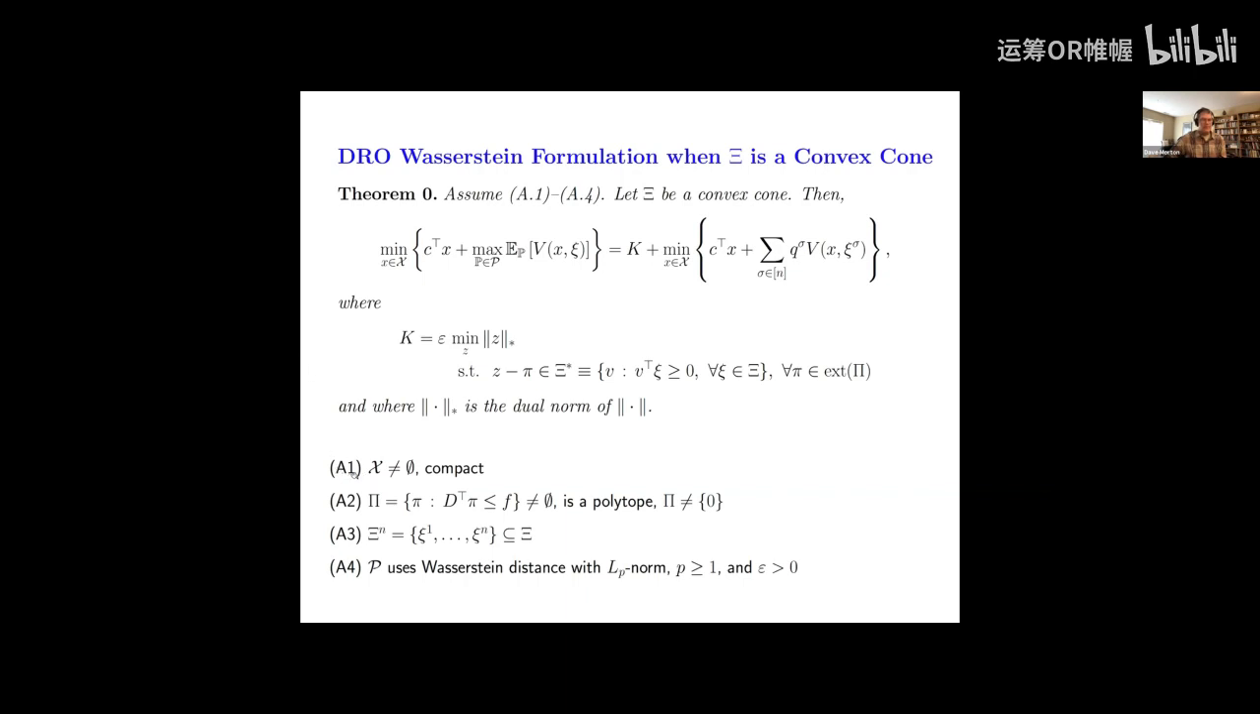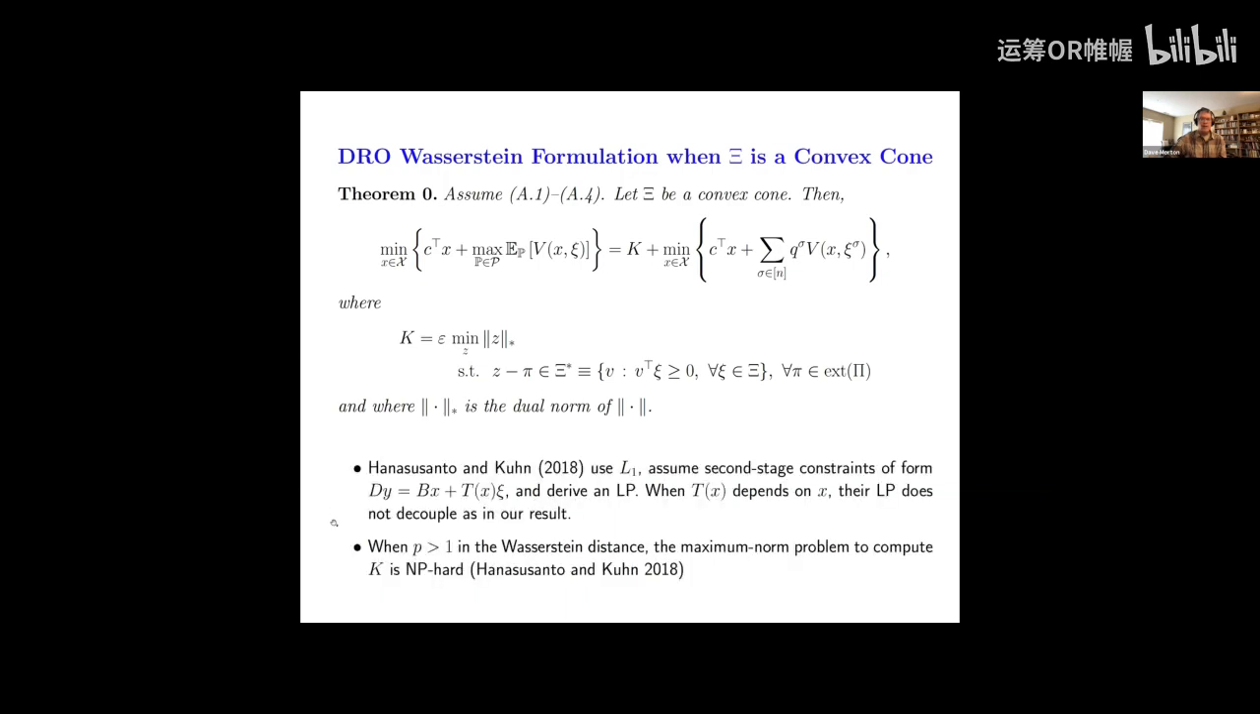All right, so maybe hang on to these assumptions of feasibility, compactness, ditto for the dual feasible region, and these finite points of support, because we'll come back to that.